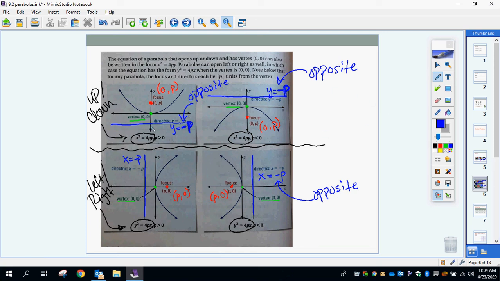I would really like these to be in your notes. Now again, up and down have all the same parts, so you'd maybe only need one of their graphs, and left and right have all the same parts. So you really only need one of their graphs in your notes.